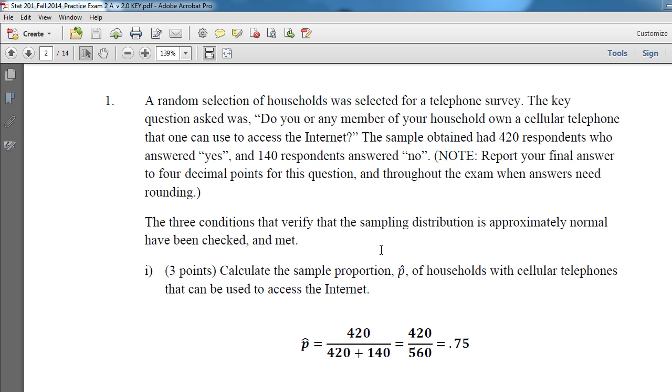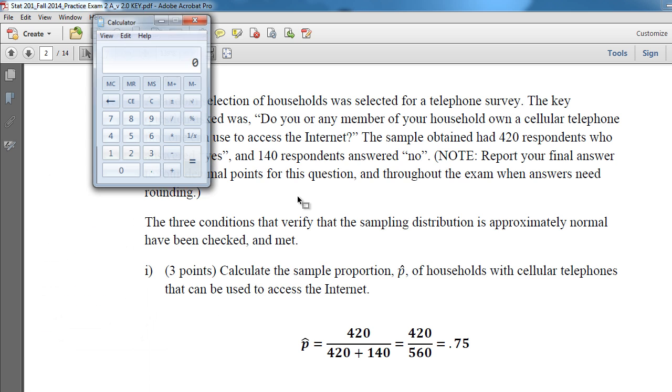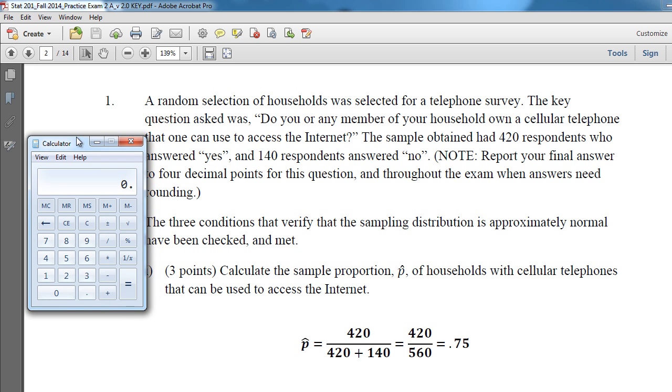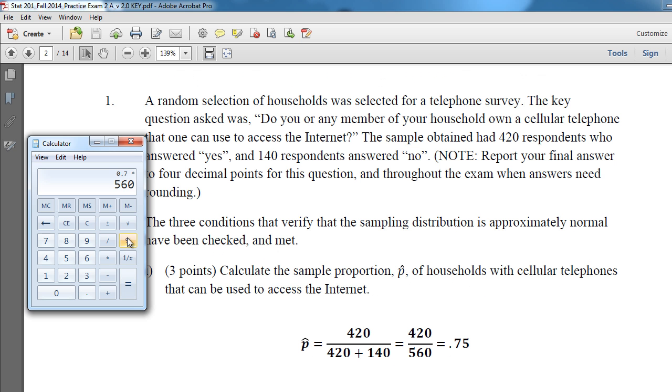To check that, we bring up our handy dandy calculator and go to 70% of, and we need to do 560. This is the np condition. And n is equal to 560 because that is the successes, 420, plus the failures, 140. These are the people who answered yes and the people who answered no. So we go ahead and check this and hit enter.